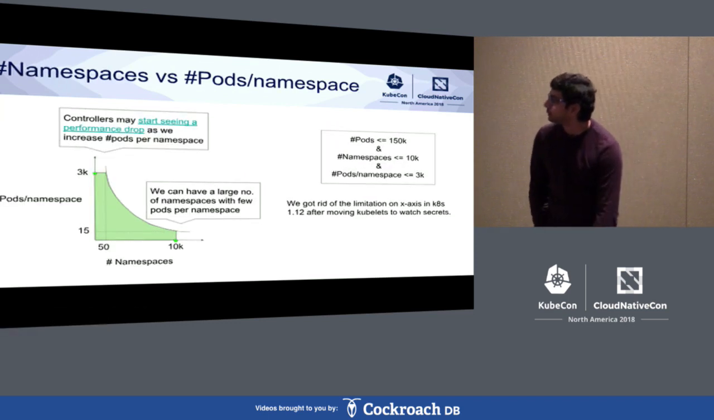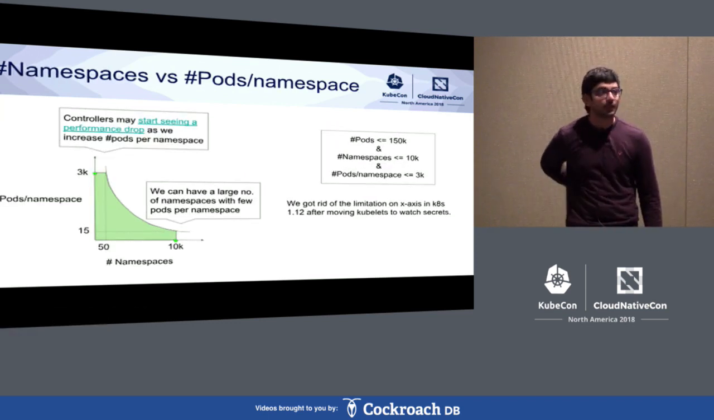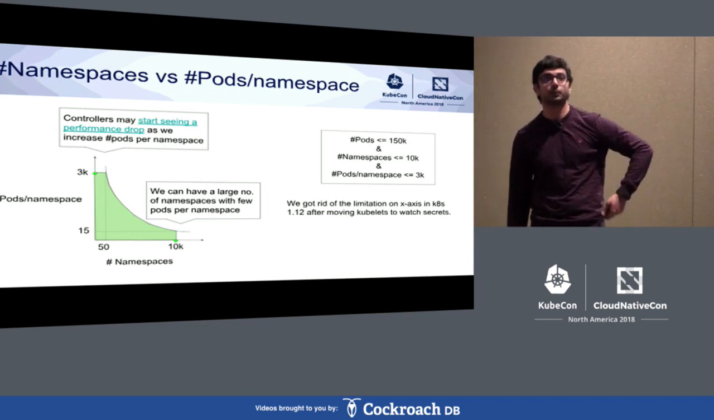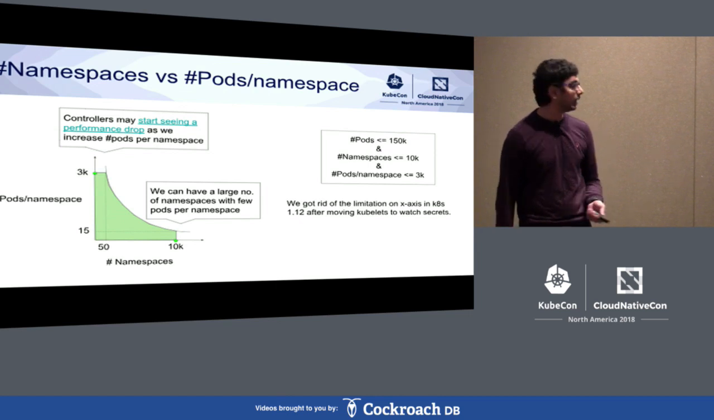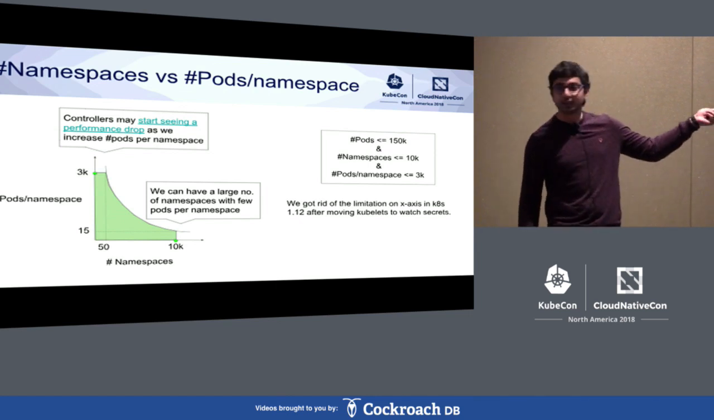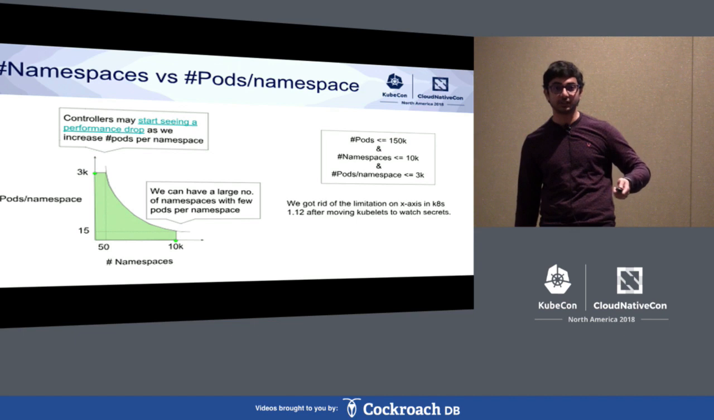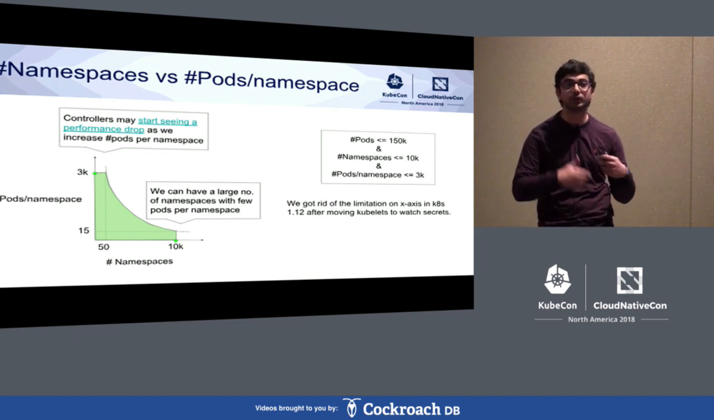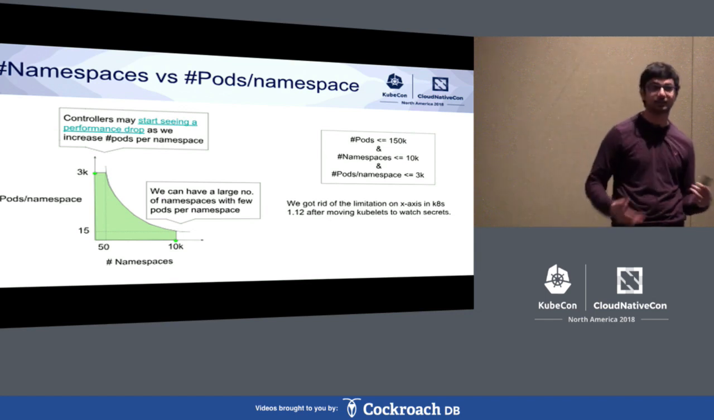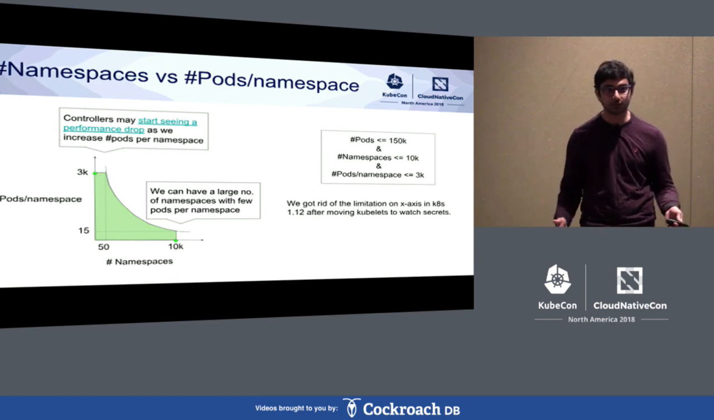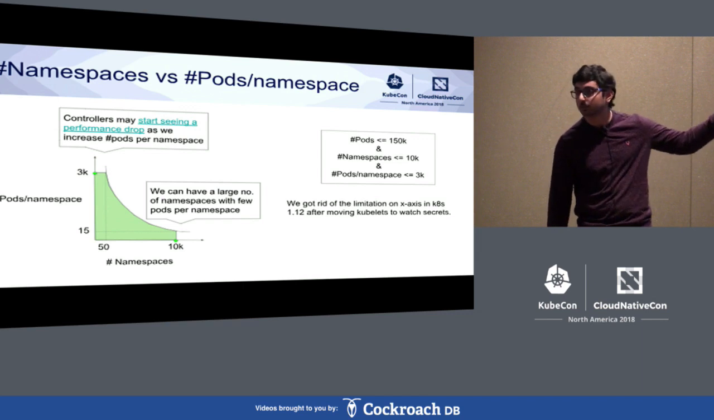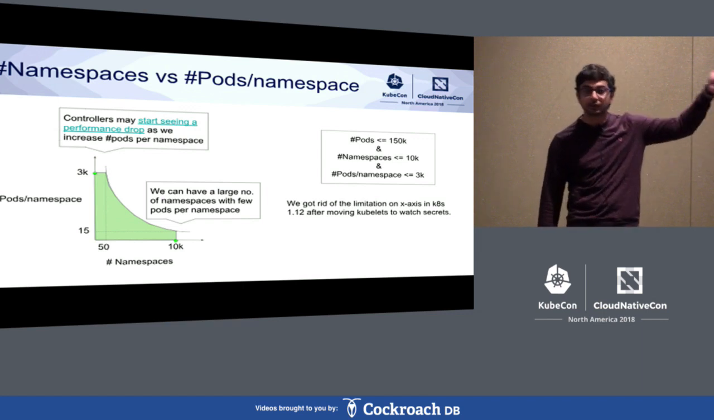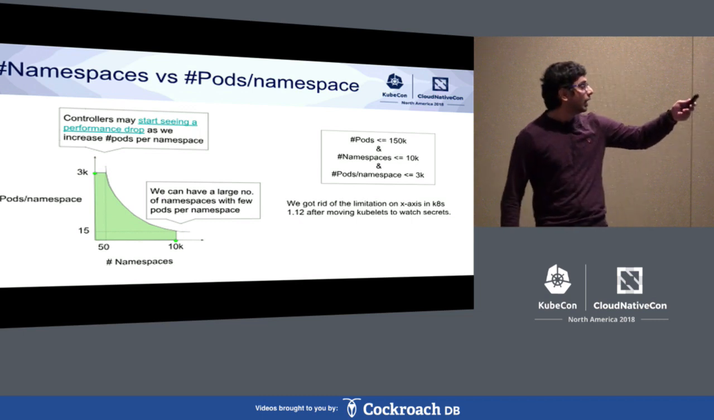Next slide. So this limit is across the number of namespaces versus the number of pods you can have per namespace. The limit on the x-axis of 10,000 namespaces arises because of what I talked about earlier, that pods are mounted with namespace secrets, and that increases the get secrets traffic. But again, because Kubelet moved to watching secrets, this limit on the x-axis doesn't exist anymore, starting from release 1.12.